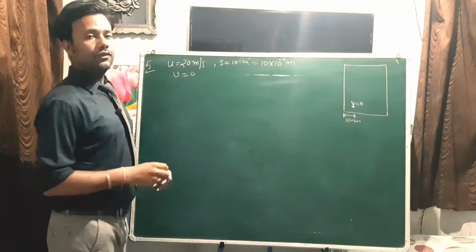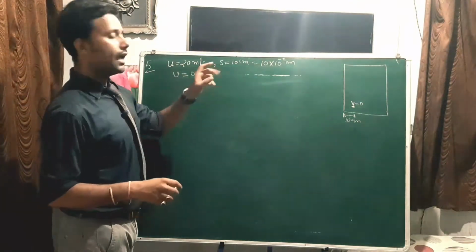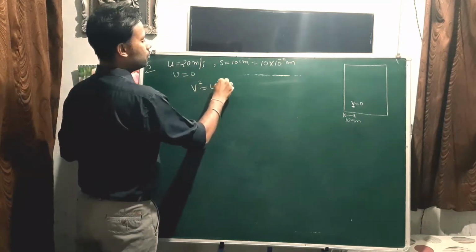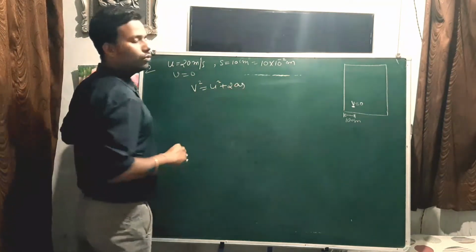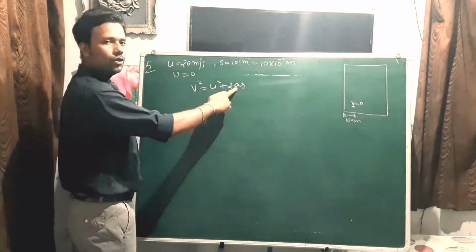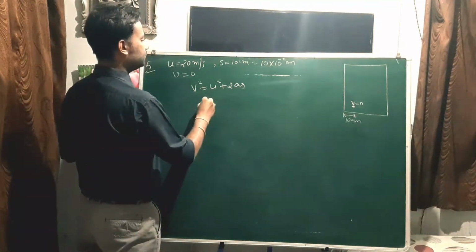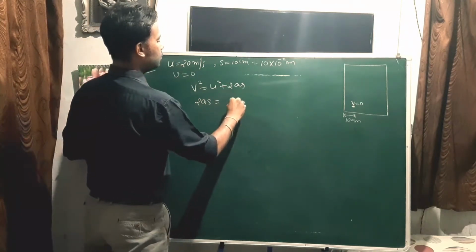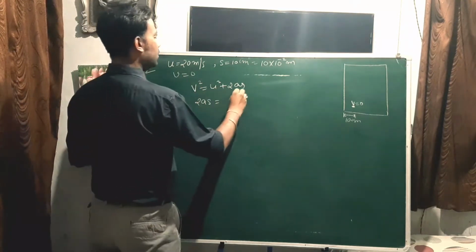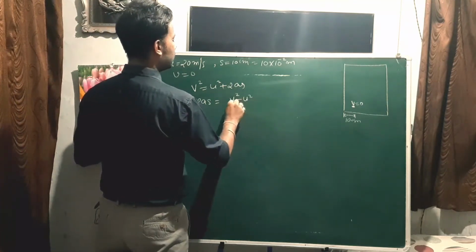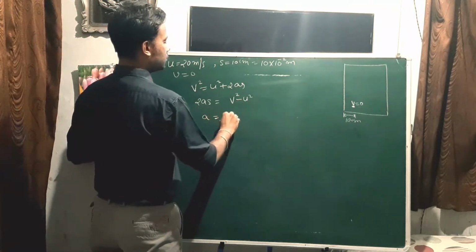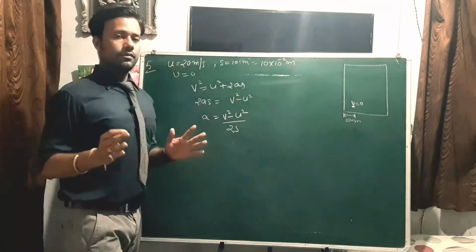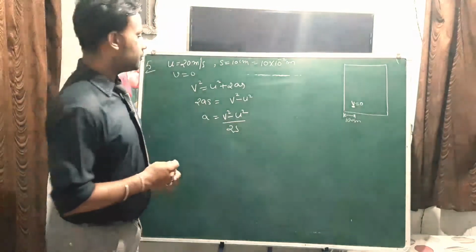Now the third equation relates u, v and s. From the third equation we know that v square equals u square plus 2as. We have to calculate the value of a, so 2as equals v square minus u square, or a equals v square minus u square upon 2s. Now you can simply apply the values and find the result.